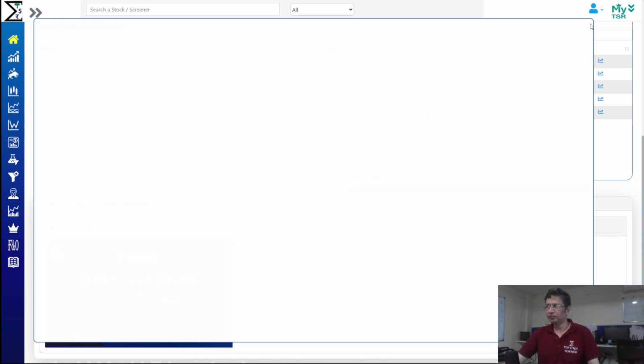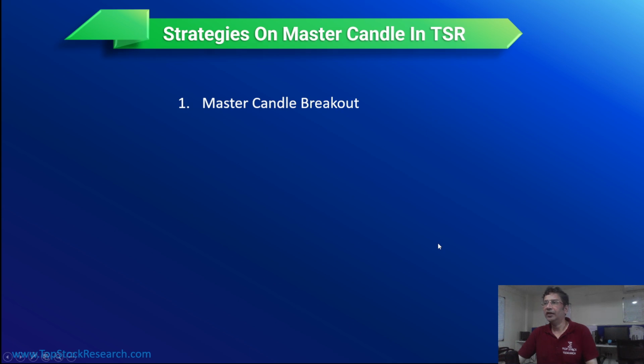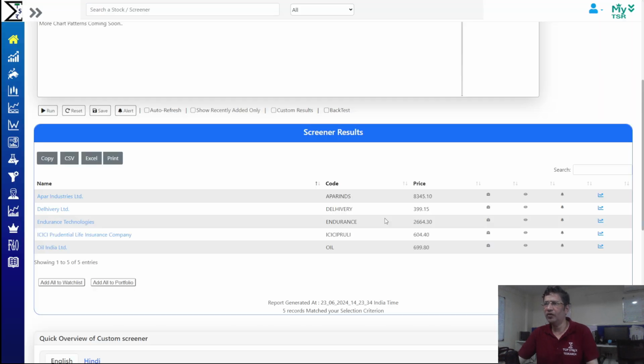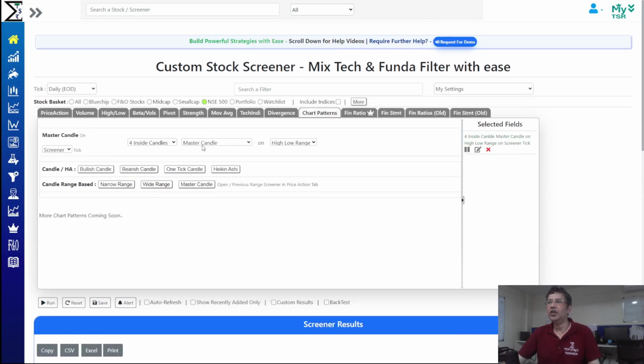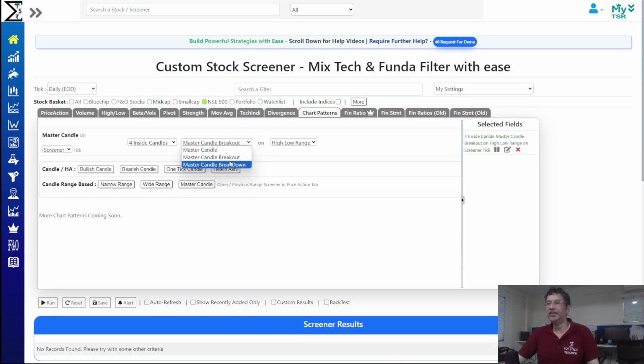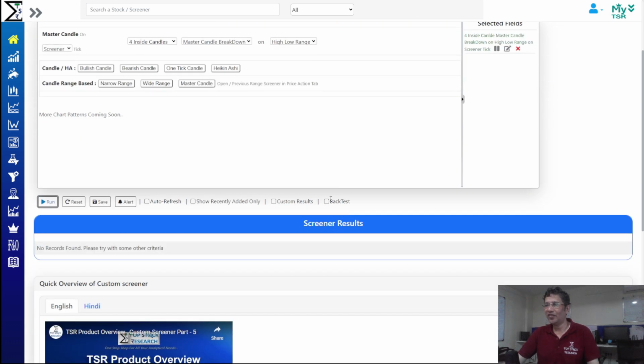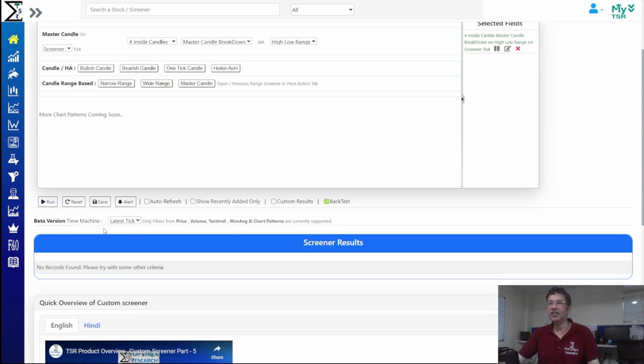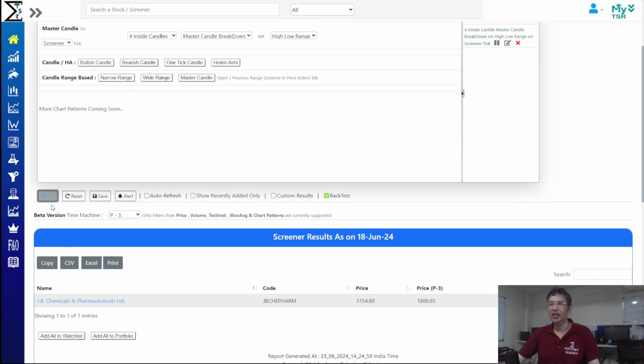Okay, going back to this place, master candle breakout is what we were looking at. Unfortunately, we couldn't find anything on the latest tick. Let's try to run again. There's no breakout. Maybe some breakdown is there. Let's try for a breakdown. Again, no breakdown in NSE 500. So what we can do is see if there's something in the backtest, maybe a few days back, P-3. Let's run 3 days back.